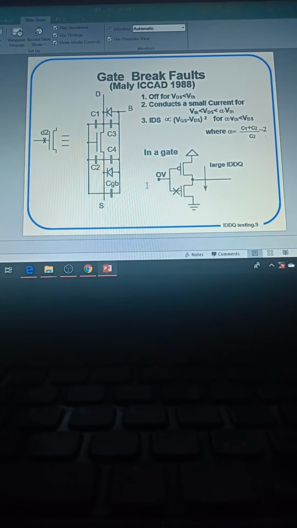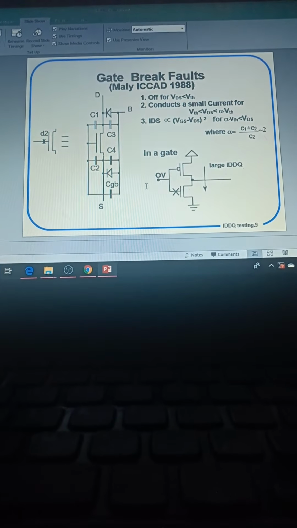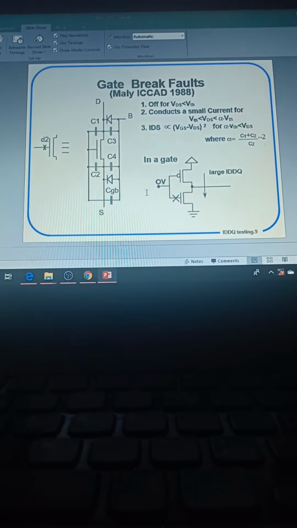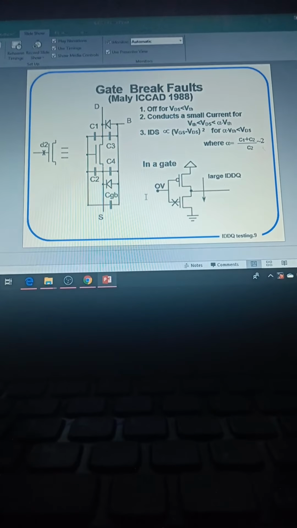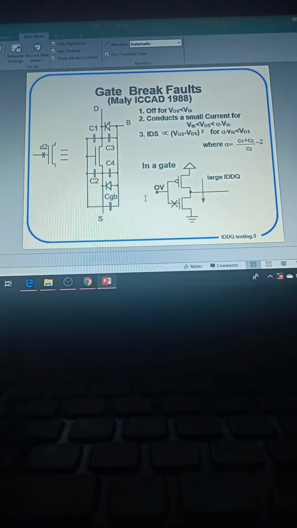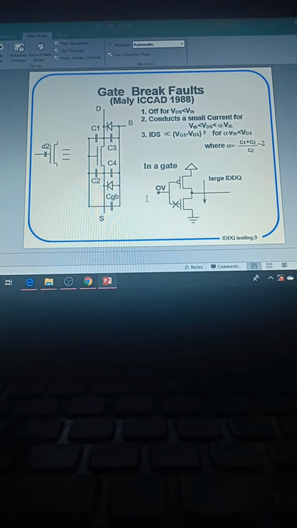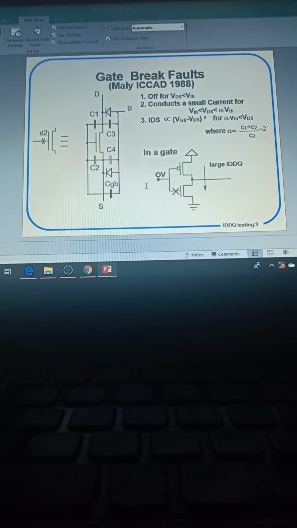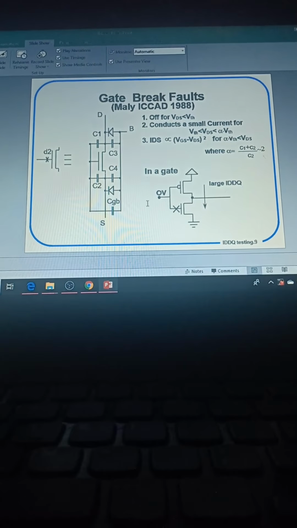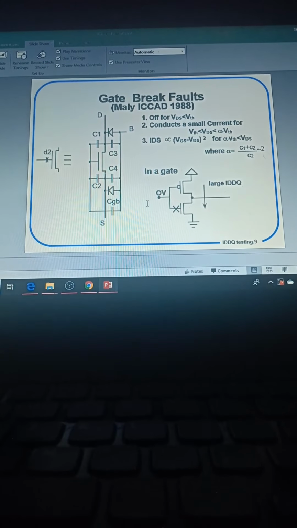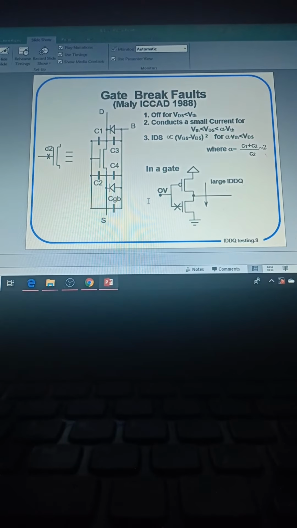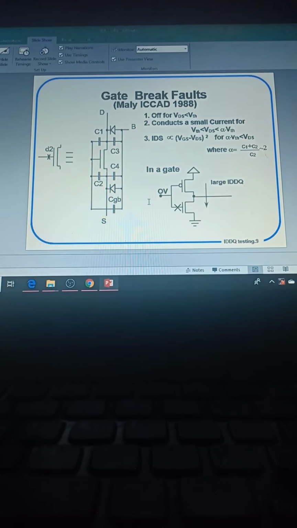Next, gate break fault. When there is a disconnection in the gate input, this is considered a gate break fault. Here also, when there is a disconnection in the gate, a large IDDQ flows. Gate break can be detected if there is conduction of a small current for VDS greater than the threshold voltage, and less than alpha minus VTH.